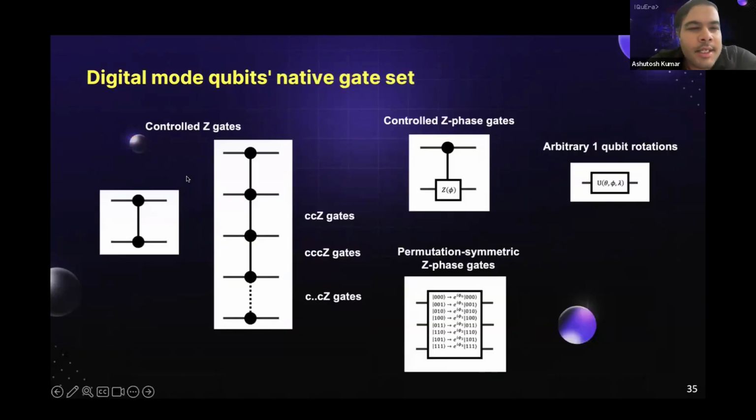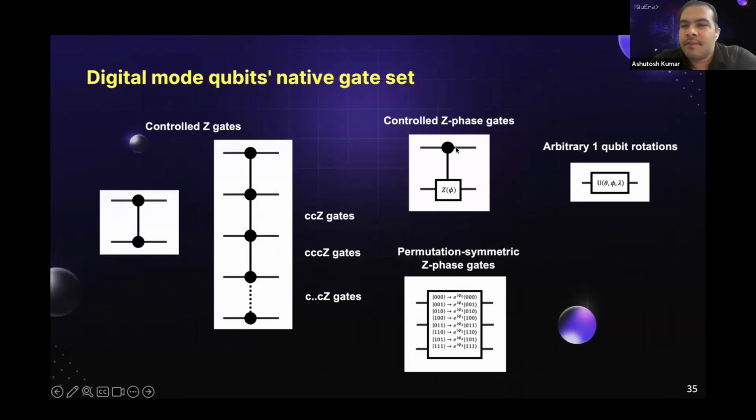To use the digital mode of a quantum computer, we need a native gate set. The most obvious gate that can be realized is the control Z gate. But as you have seen, we can technically extend this control Z to CCZ, CCCZ, or multi-qubit gates if we have the right fidelities in the future. For now we are mostly concentrating on control Z, but in principle it can be extended to multi-qubit controls.